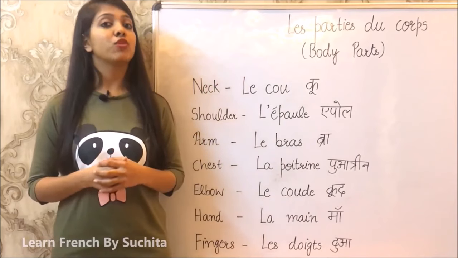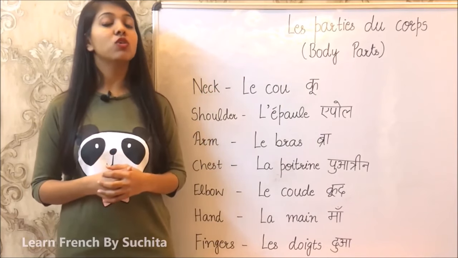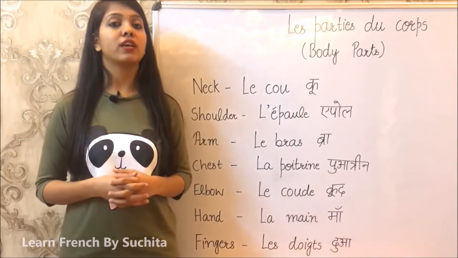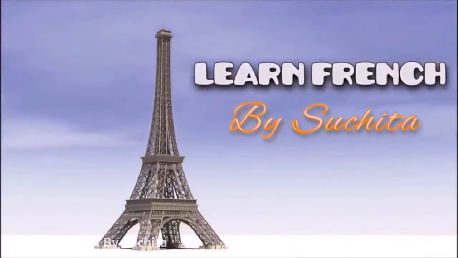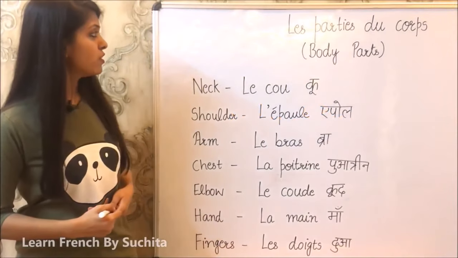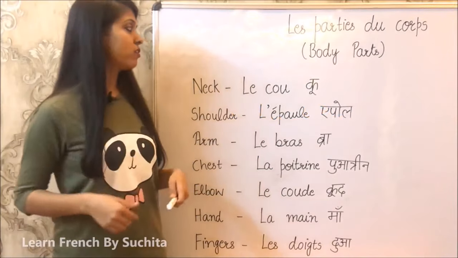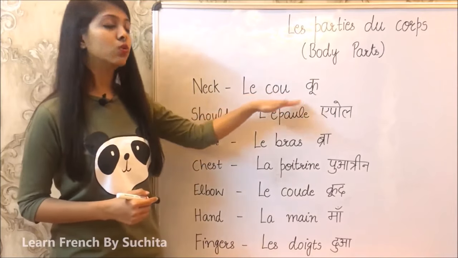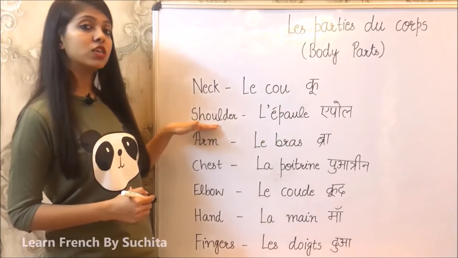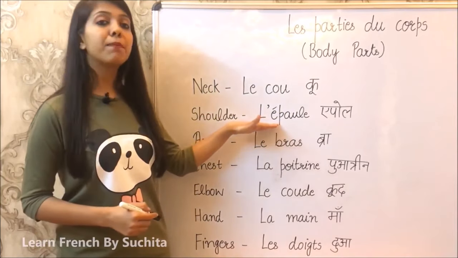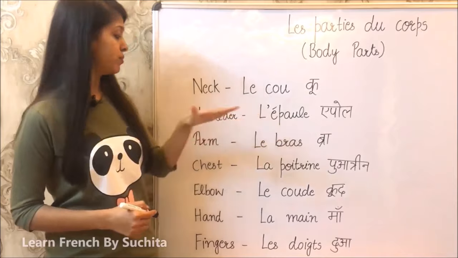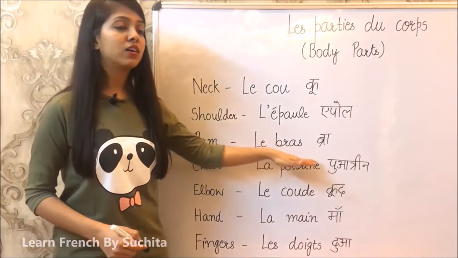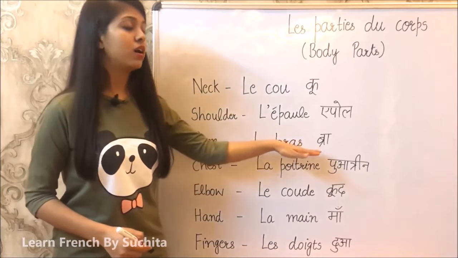Before watching the video, I would recommend you to go to the first part of the video which explains le visage, the face. Please go to the link below. Okay, so the first body part is the neck, which is le cou. Le cou. Next, shoulder, which is l'épaule. L'épaule. Arm, which is le bras, le bras.